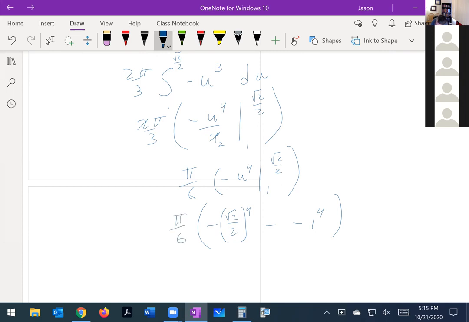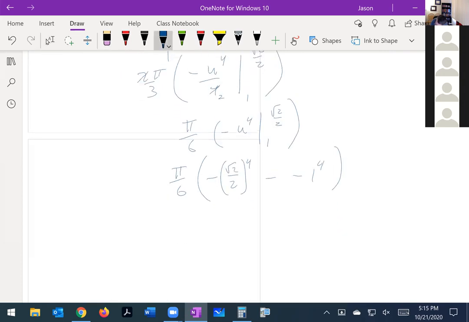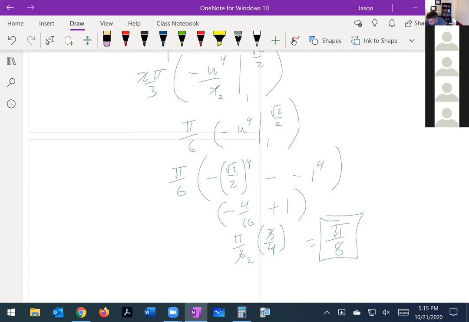Okay, so pi over 6. Okay, and so then this is going to be 4 on top, I believe, and 16 on bottom. Is that right? So this is negative 4 over 16, which is 1/4. Yeah. Okay, and then this is going to be plus 1. So this is 1 minus 1/4, which is 3/4. And this is pi over 6. Oh, look at that. That cross cancels. And I'm left with pi over 8. That is beautiful. That is some beautiful mathematics right there.